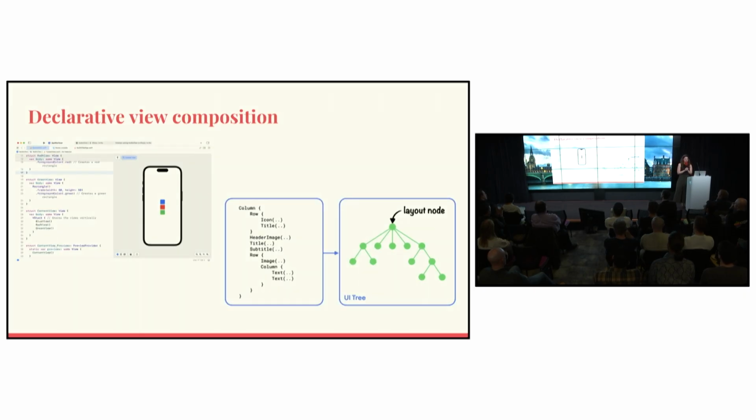And then there's obviously the fact that they're both declarative view compositions. So you can see a little bit of SwiftUI there and a little bit of Jetpack Compose as well, and they've got very similar styles. So we've got things like VStacks, HStacks, columns, rows, title, text, icon, image. So yeah, we've definitely got a lot of similarities in terms of that declarative programming.